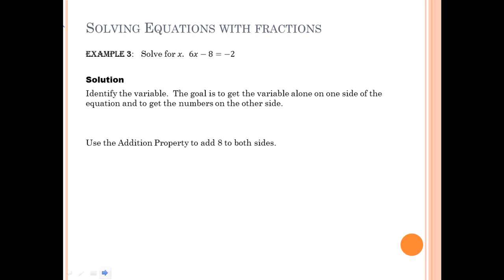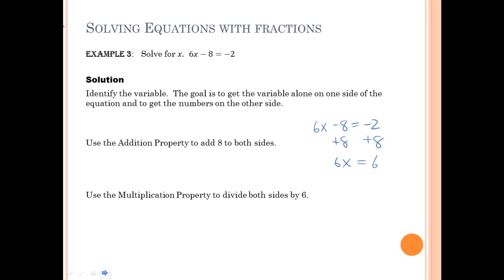So first, we add 8 to both sides. So adding 8 to both sides, we have 6x minus 8 plus 8 on the left side. Subtracting 8 and adding 8 are reverse operations, so this is the same thing as 6x plus 0, which is 6x. On the right side, negative 2 plus 8 is positive 6. Now we want to divide both sides by 6.